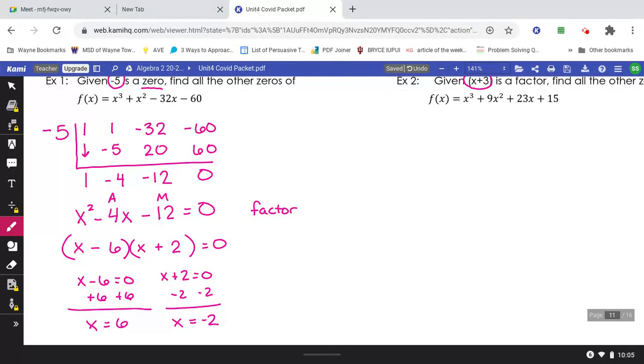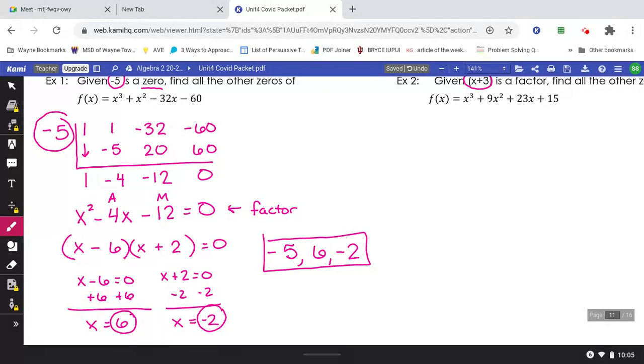So therefore, my 3 answers are -5, this one that I got at the very beginning, 6, and -2. And those become my 3 answers, or my 3 zeros. Remember, zeros and answers mean the same thing.